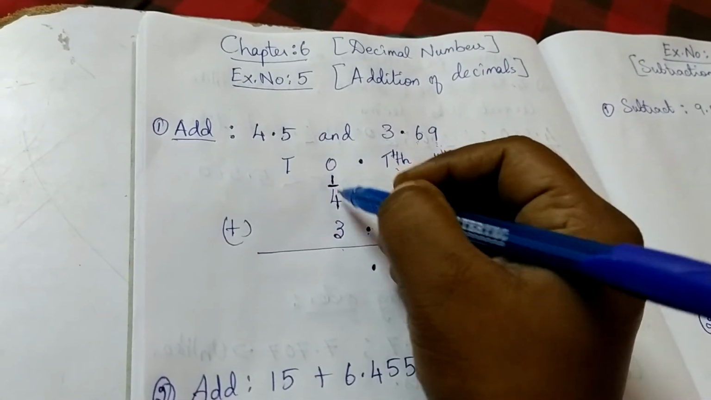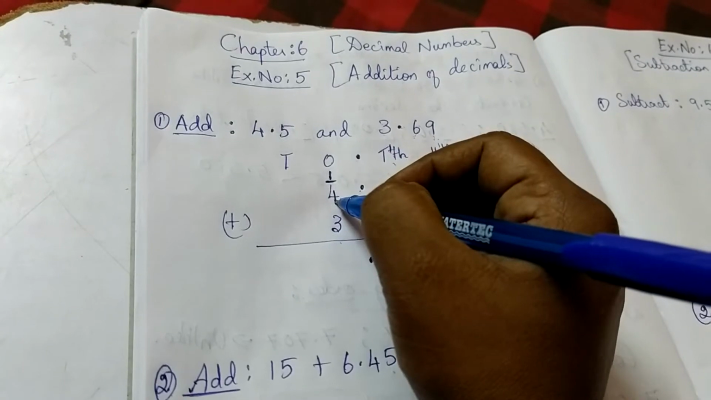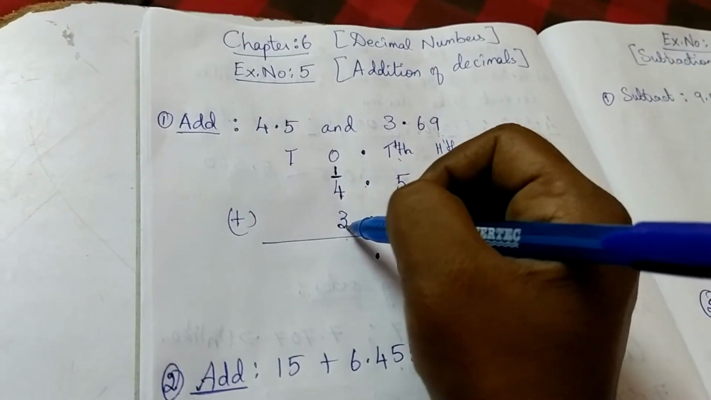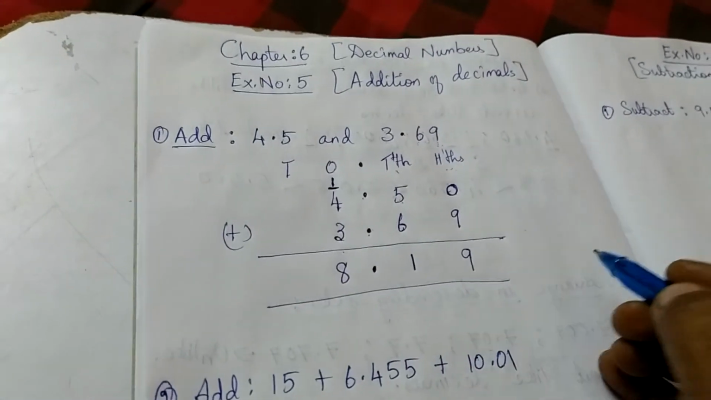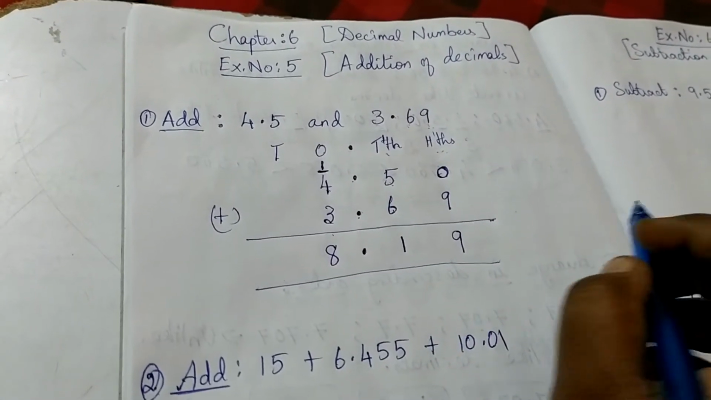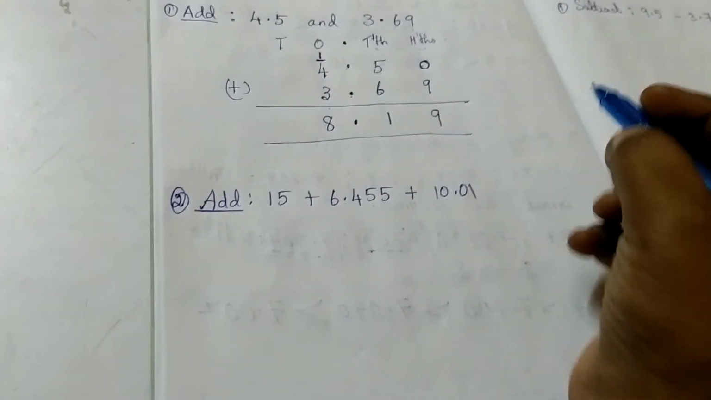Now going to add the whole number. 1 plus 4, 5, 5 plus 3, 8. So that's it. Addition is over. It will be very simple. We will see one more sum.